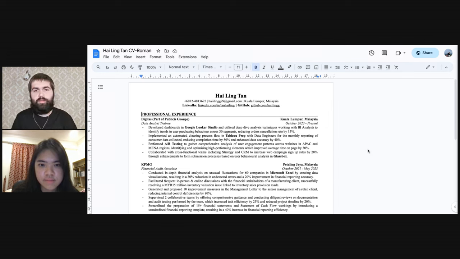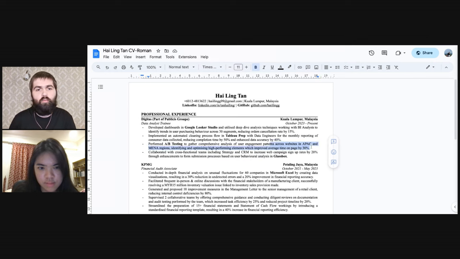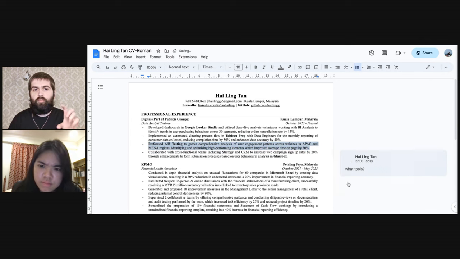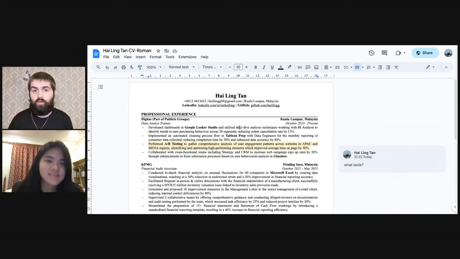Okay, for example, this data analyst trainee position, I see that you work in Google Looker Studio. I see that you use Tableau. And what other technology? For example, you wrote that you perform A-B testing, but I don't understand what tool you use there. Was it Firebase, or did you work with SQL on this position? I need to know what technology you used in this position, not only for A-B testing, for all these positions. So, okay, you used Google Looker Studio, you used Tableau, what else?